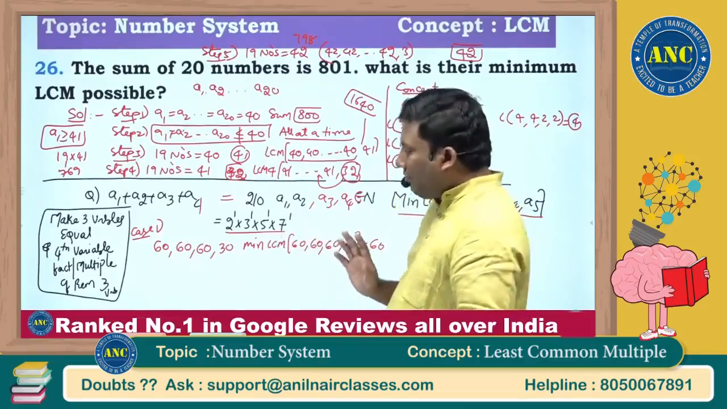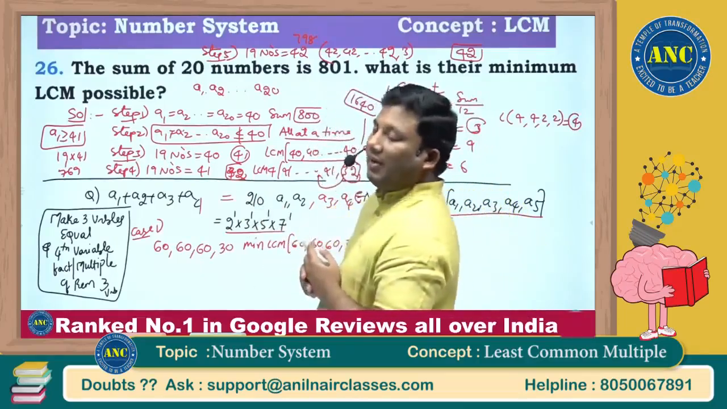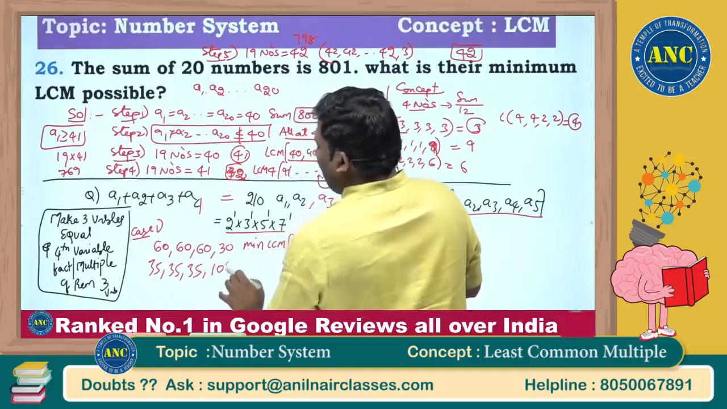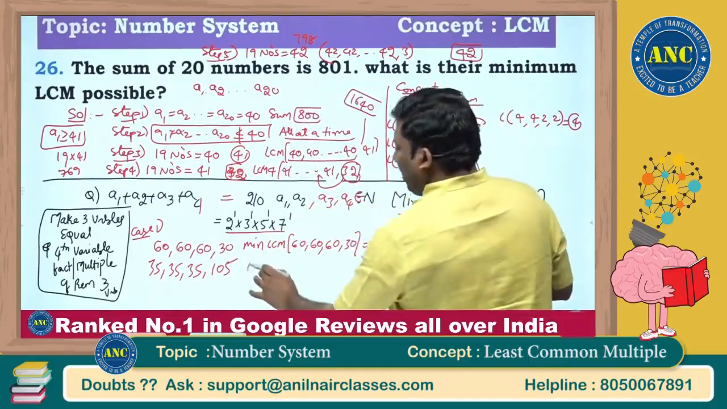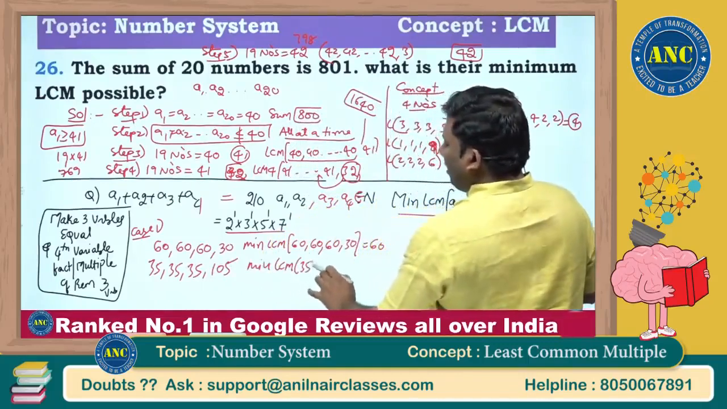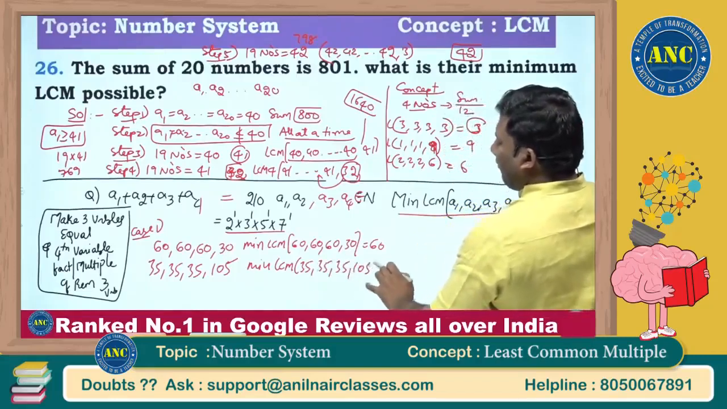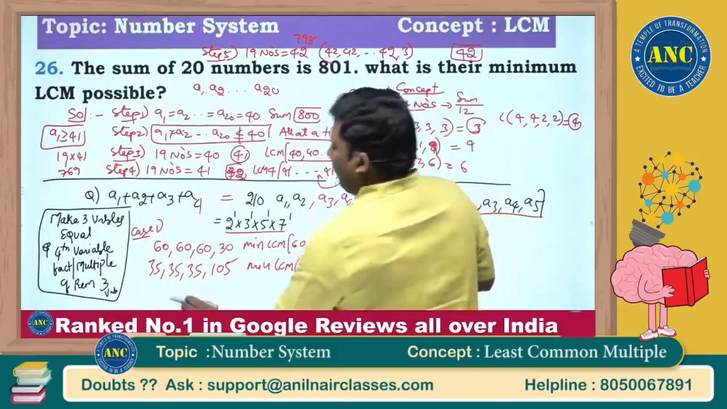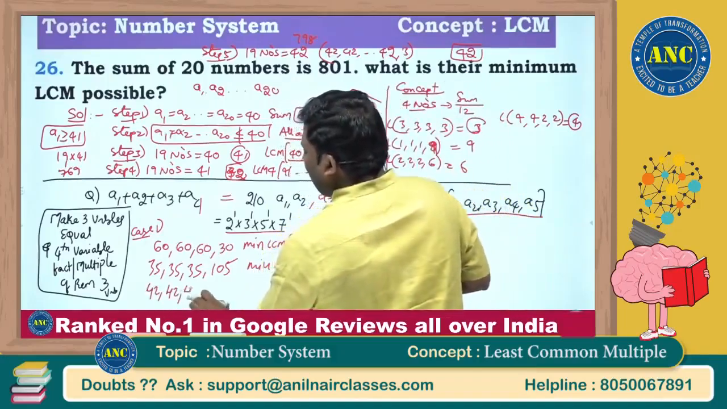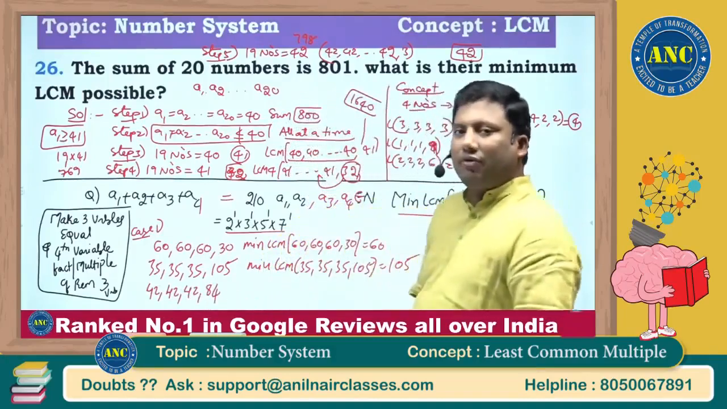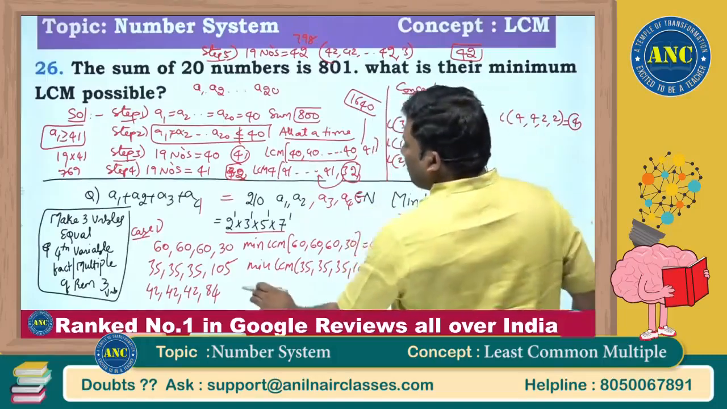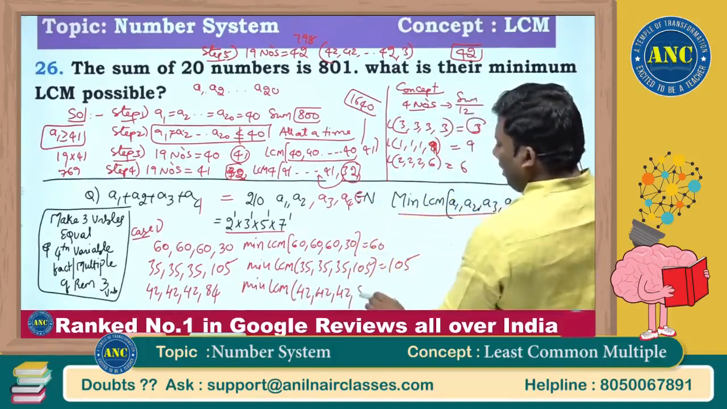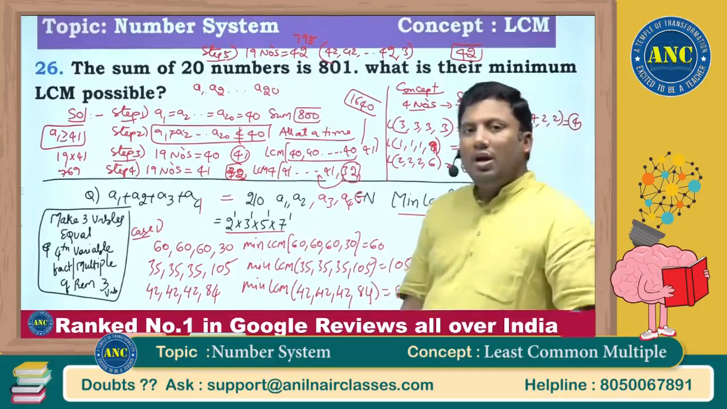Let us see whether there are any other cases. 7 fives are 35. 35 should be divided into 5 parts. So three variables equal: 35 threes are 105, and I give the entire 105 to the fourth. The minimum LCM of 35, 35, 35 and 105 is 105. Next one: 2 threes are 6, 6 sevens are 42, 42 fives are 210. So we can give 3 here, 2 multiples of 42, 84. The minimum LCM of 42, 42, 42, 84: the answer is 84.